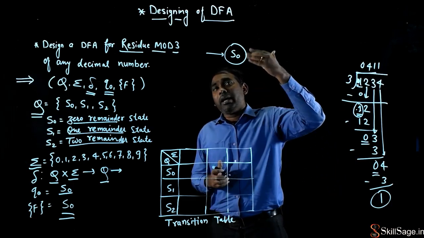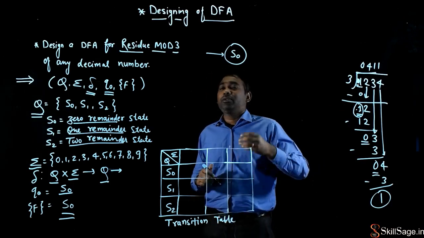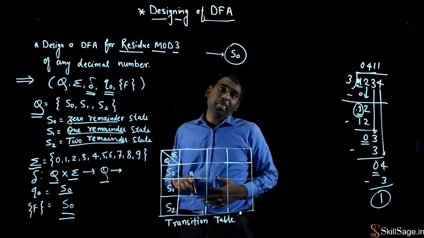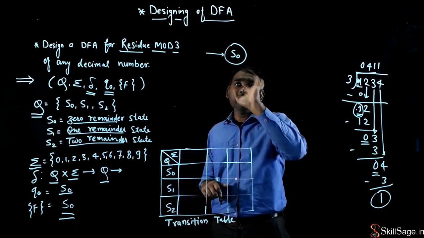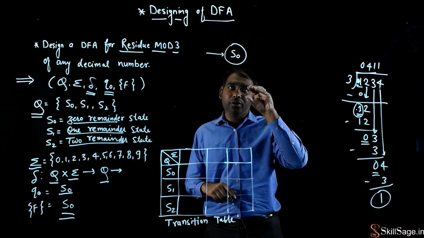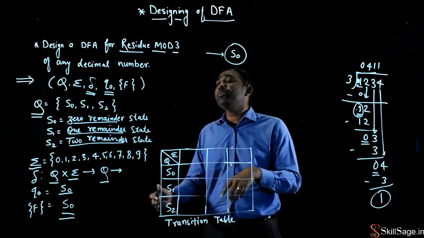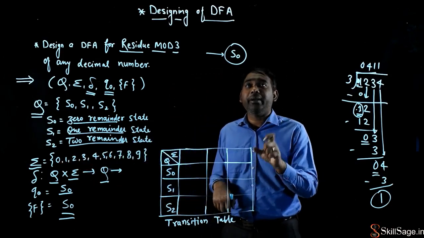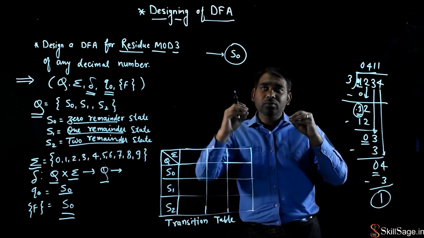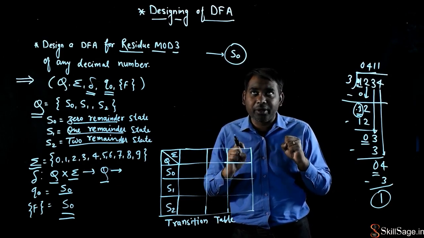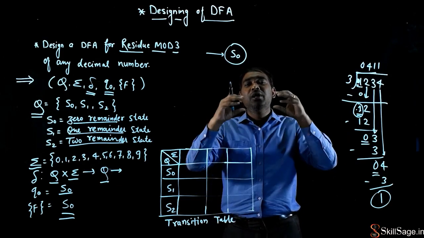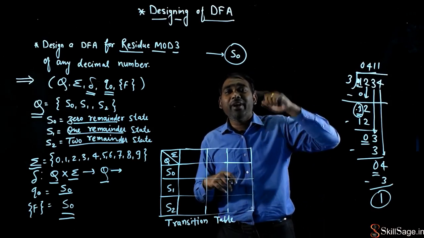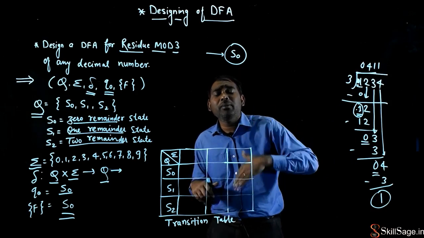Now, I am going to read any input symbol, so we'll check one by one from 0 to 9. First, we take 0. If you are at the 0 remainder state, your remainder is 0, and the machine is reading the 0 input symbol. 0 gets clubbed with 0, so my number is 0, and I divide this 0 by 3. What will be my remainder?